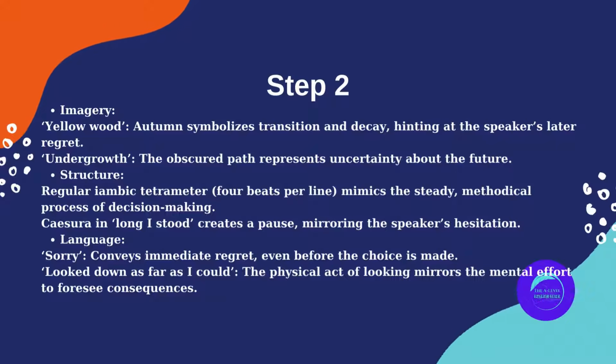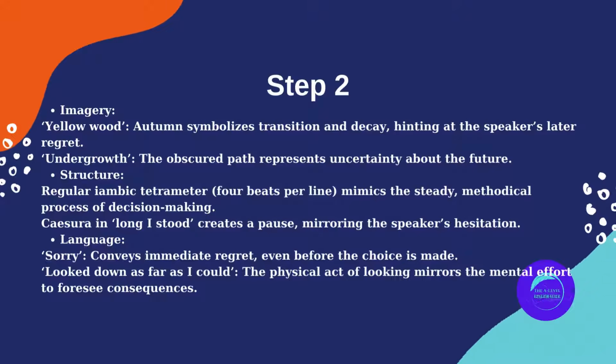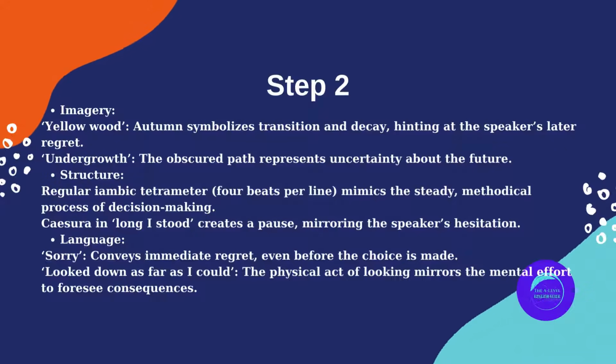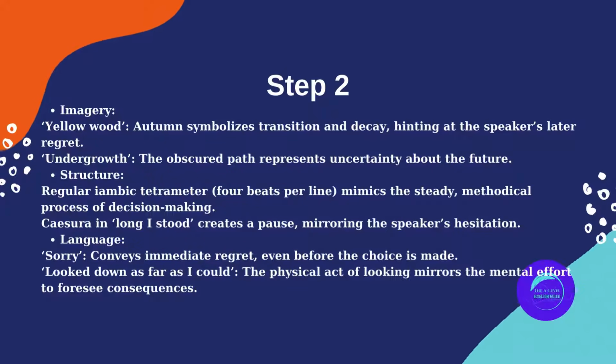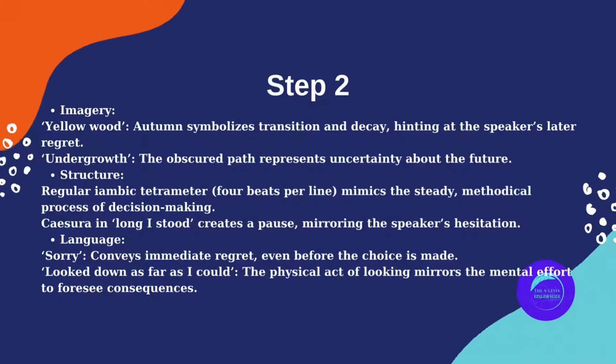Yellow wood. Autumn symbolises transition and decay, hinting at the speaker's later regret. Undergrowth. The obscured path represents uncertainty about the future. Structure. Regular iambic tetrameter, 4 beats per line, mimics the steady, methodical process of decision-making. Caesura, in "long I stood," creates a pause, mirroring the speaker's hesitation.